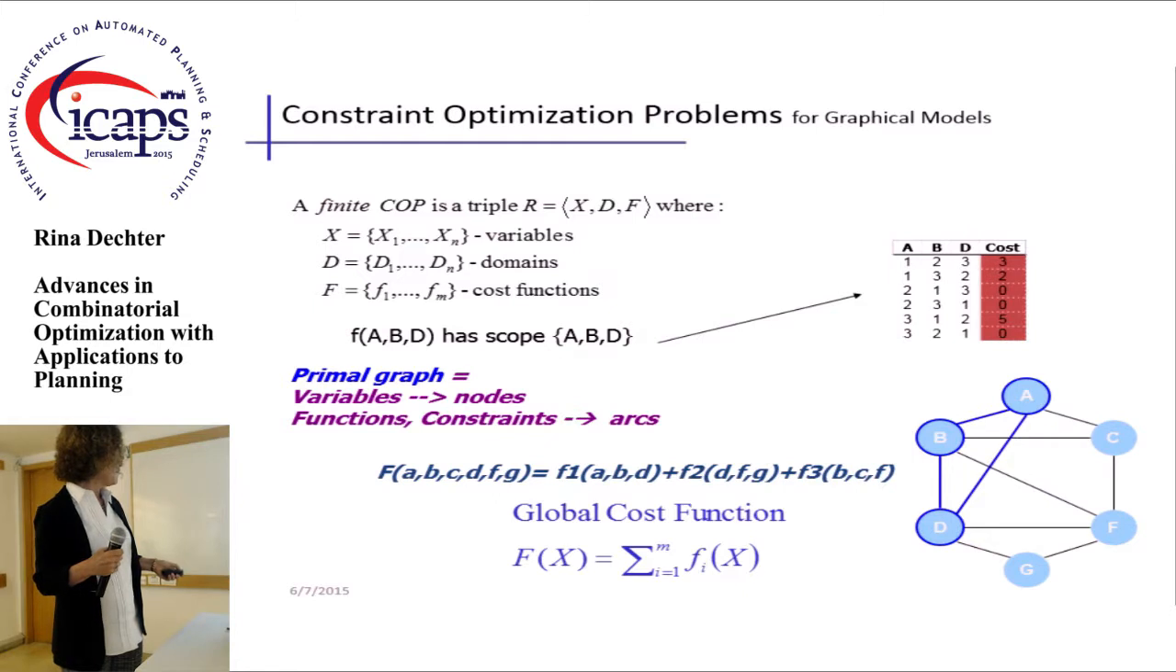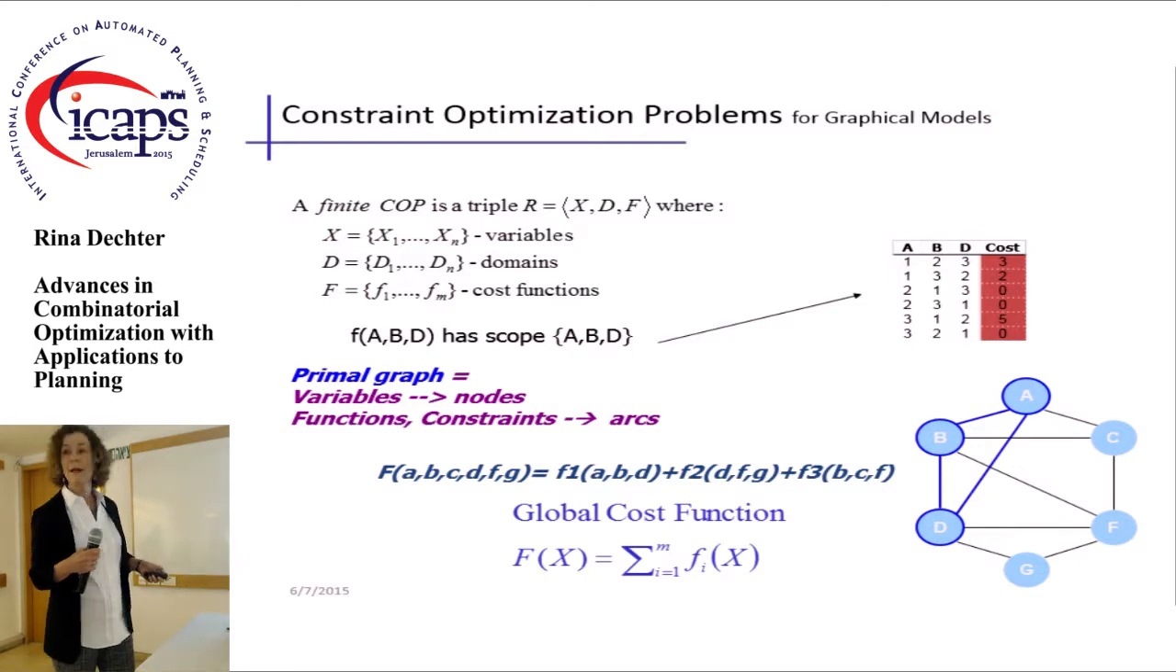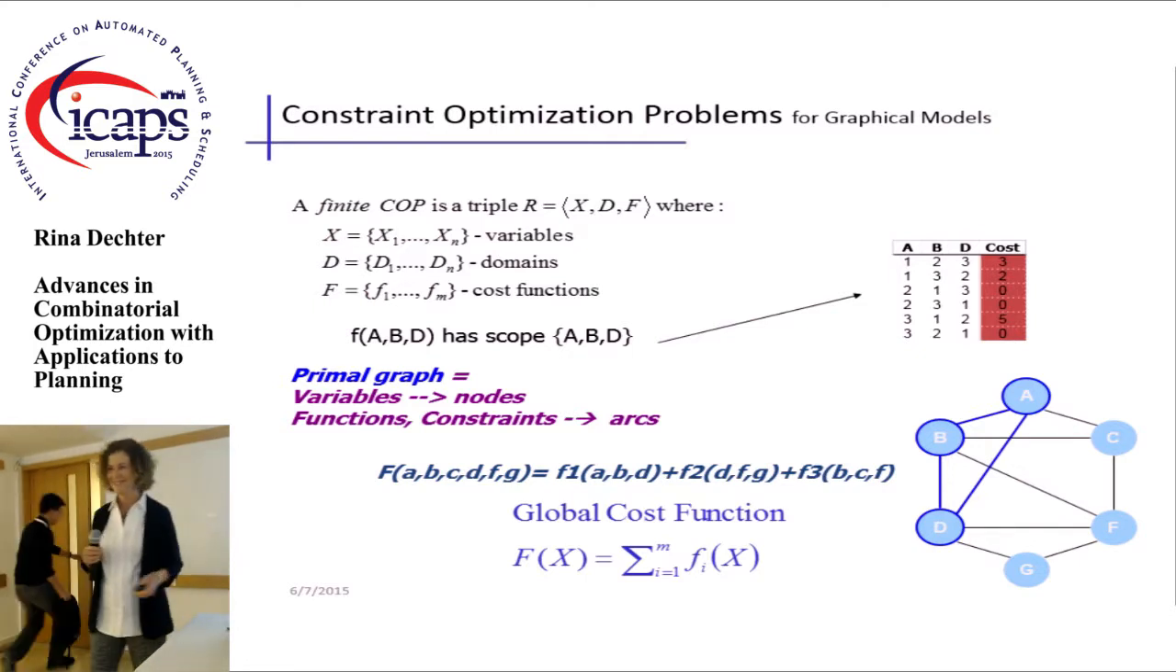Maybe it's a typo, and it shouldn't. I think it's a typo. You're right. I don't see A and C in any of these scopes. B and F, other than that, I think it's... So it's a typo. Good point. Okay.